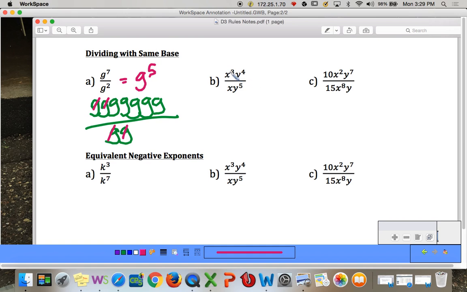All right, so let's use that rule here and just look at the different bases. There's x first. There's 3 on the top and 1 on the bottom. So when you simplify, there's 2 left on the top. There's 4 y's on the top and 5 on the bottom. So when you cross off, there's 1 left on the bottom.